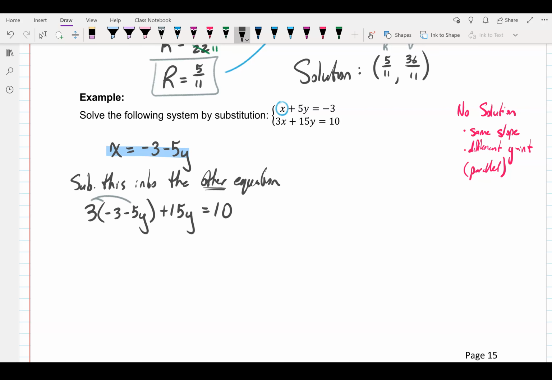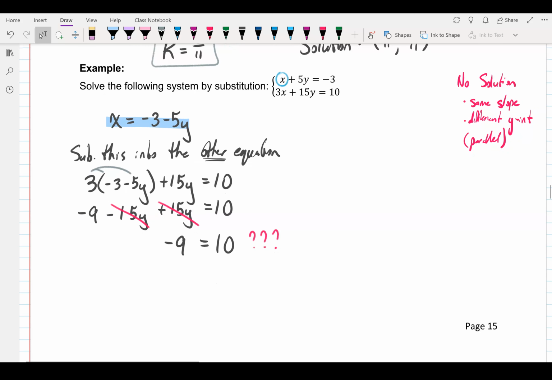Let's distribute this out and see what we get. This is an interesting conundrum. Look what happens. Negative 15y cancels with positive 15y. They cancel out and give 0. So the left side here, negative 9 equals 10? I mean, this is not possible. Negative 9 can't equal 10. So I'd say, therefore, there's no solution.